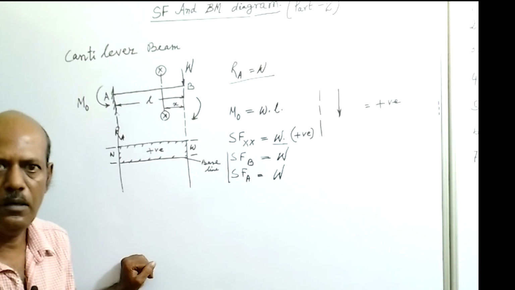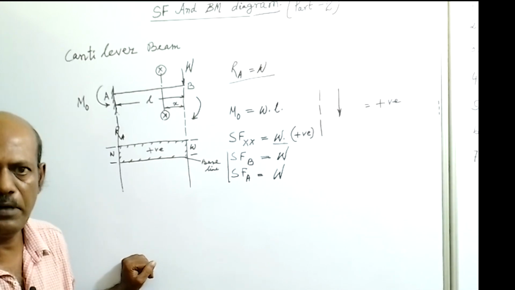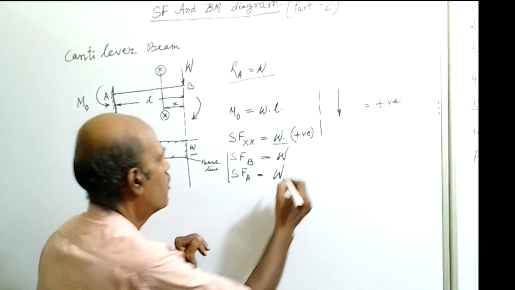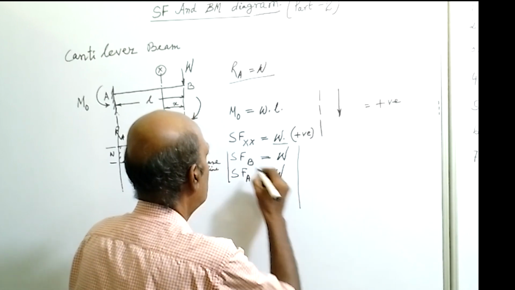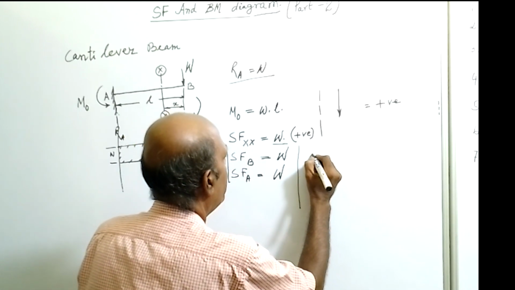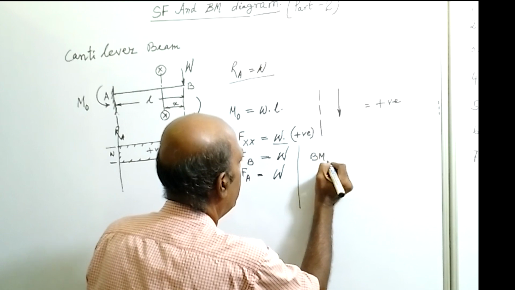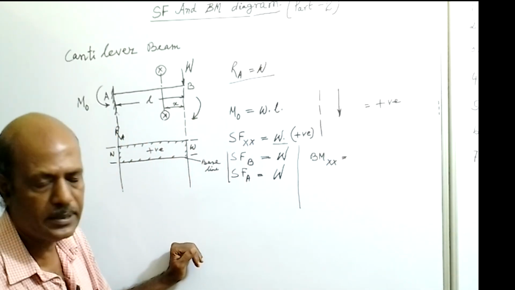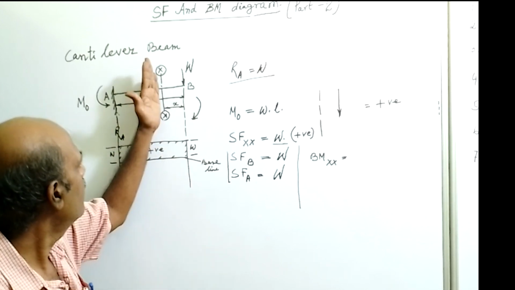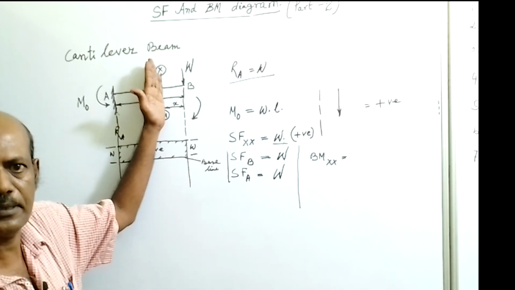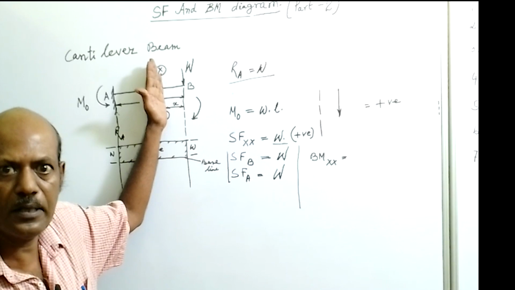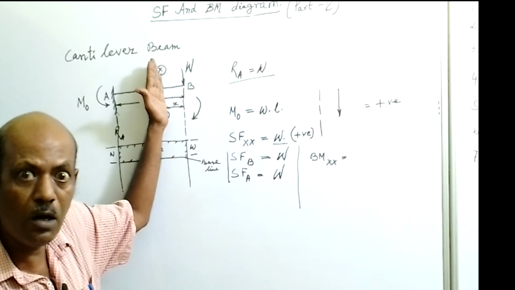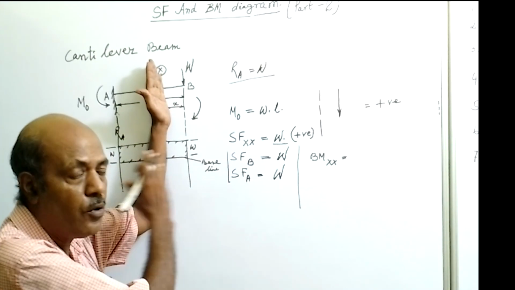Now we will move to draw the bending moment diagram. Before drawing the bending moment diagram, we will calculate bending moment at section XX. So what is bending moment at section XX? As per the definition, bending moment at section XX is the algebraic sum of moments of all vertical forces acting to one side of the section.